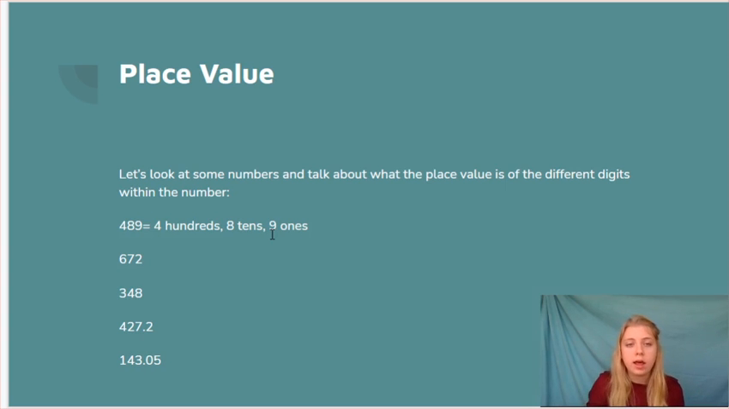Together, they make up the number 489. So we're going to keep going along here, and I'm going to invite you to think about how I've designated with this first one what each of these numbers really means. So when we look at this number, 672, what does that mean?